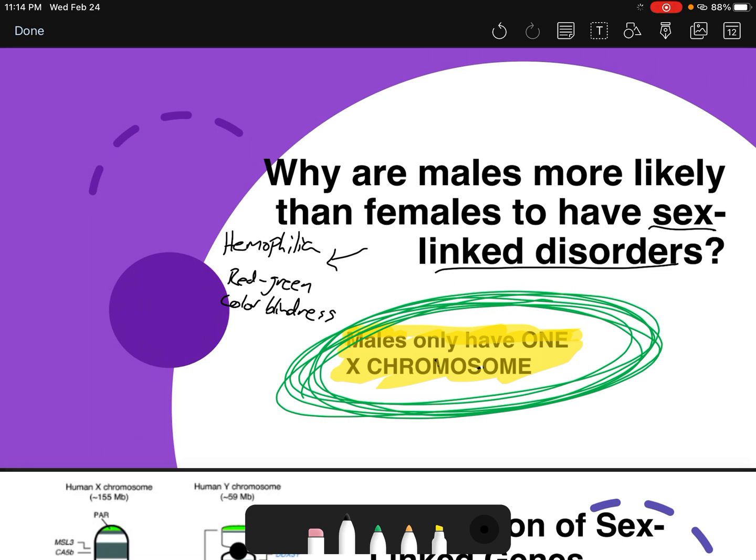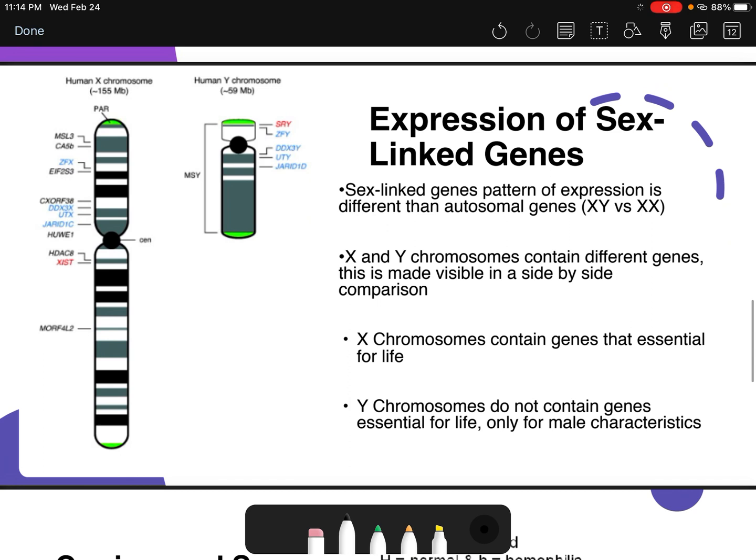And again, these are both going to be two disorders that are more common in men. Okay? Now, let's take a look at why that is. So, on the far left, we have the X chromosome. And then slightly to the right, we have the Y chromosome.